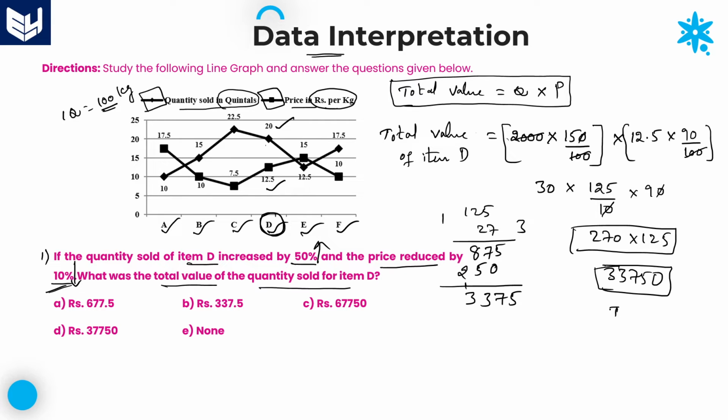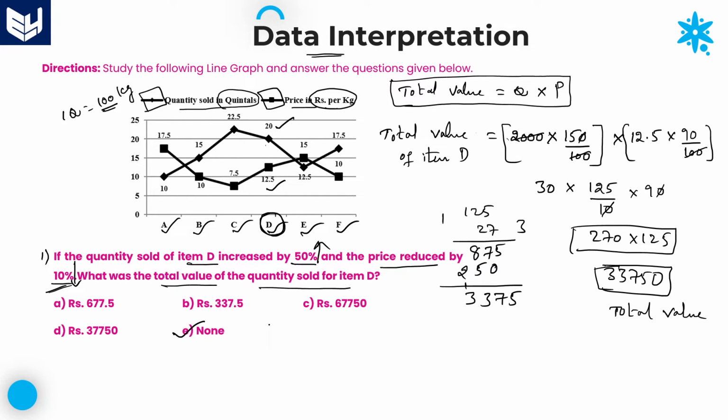That is the total value of item D after increasing the quantity by 50% and decreasing the price by 10%. The required total value is 33,750. That is the required answer for this question. Among the options, 33,750 is not there, right? So here you need to mark the answer as none of these.